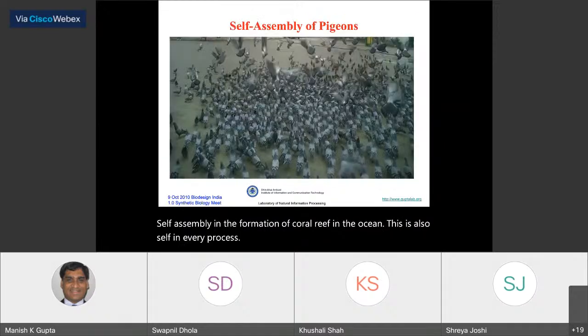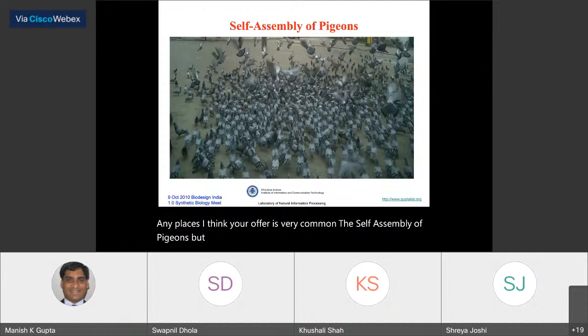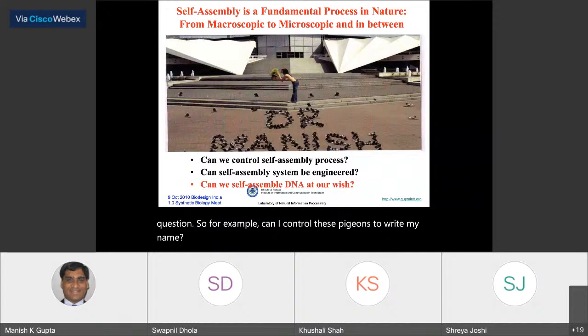Self-assembly of pigeons. You might have seen this at many places. I think in Europe it is very common, the self-assembly of pigeons. But our question is, this is a process that we observe in nature. Of course, it is a computational process, but can I control this process? That is the question. For example, can I control these pigeons to write my name? Dr. Manish, you see, it is written by these pigeons.